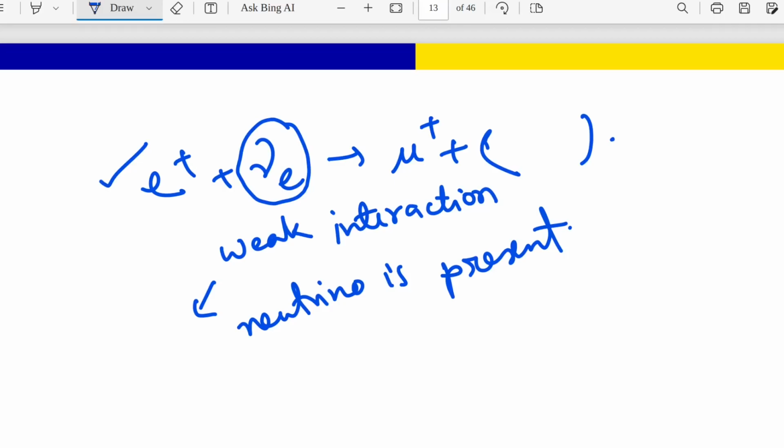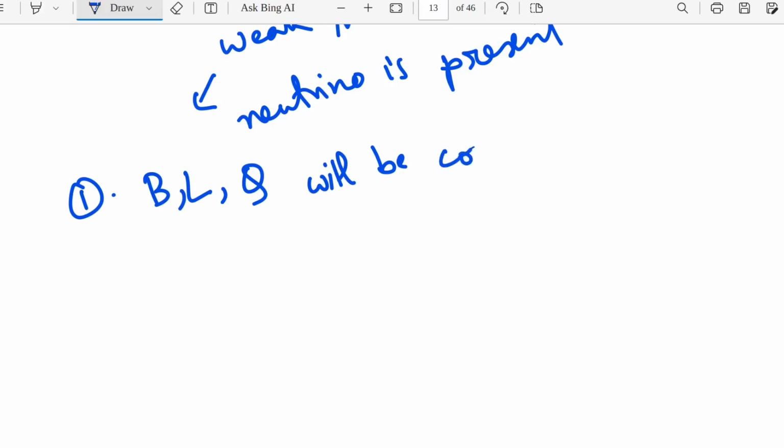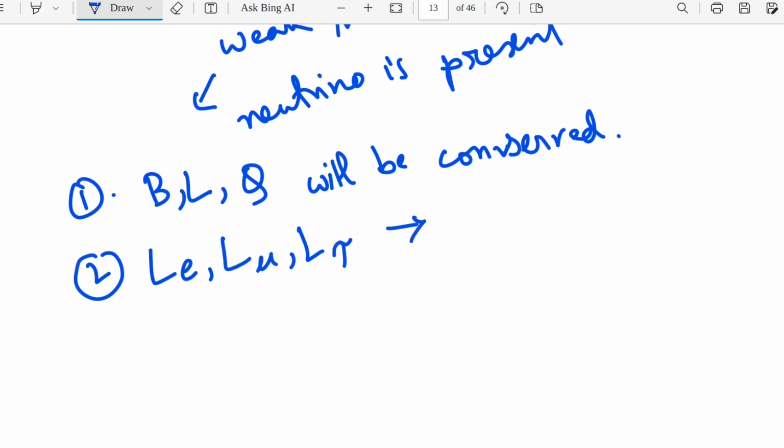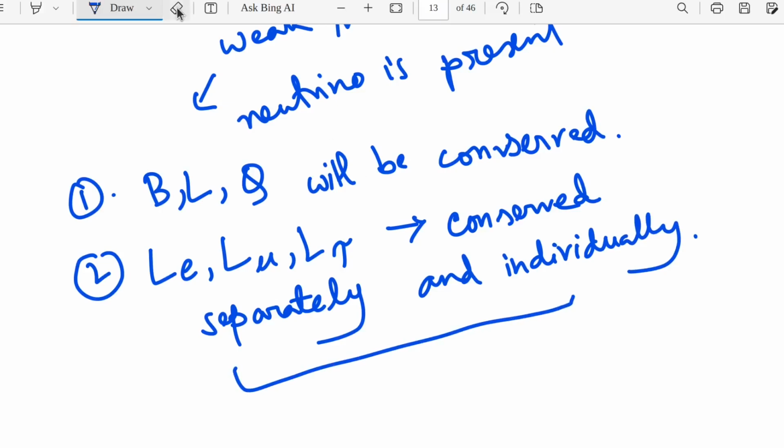And in weak interaction we have some constraints. The first constraint is that obviously B, L, Q, these three things will be conserved. That will be for everyone, as I told previously also. And the second one, which is the most important for weak interaction, is that Le, Lμ, Lτ will be conserved separately and individually. I will tell you what is the meaning of this, separately, independently.